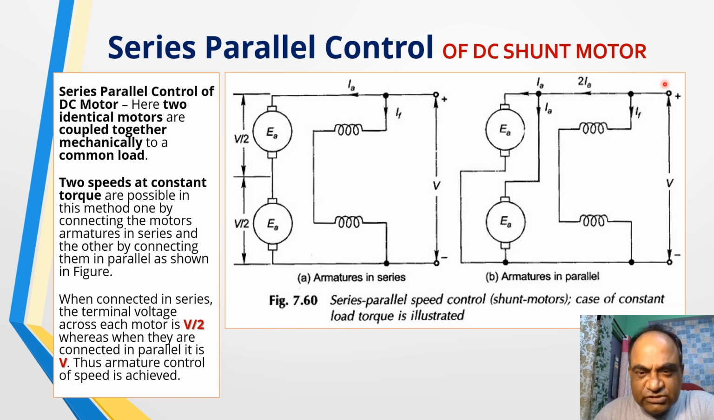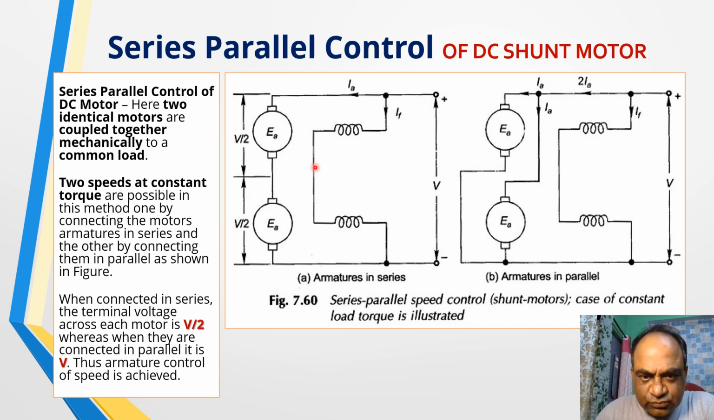Series parallel control of the DC shunt motor has been shown here. So two identical motors are taken and these two identical motors are connected to a common load. That is the situation, and the speed control is achieved by employing this scheme. Two speeds at constant torque are possible in this method, one by connecting the motors' armatures in series and the other by connecting them in parallel as shown in these two figures.